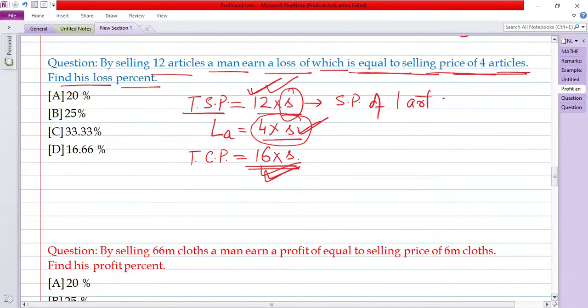Okay, so now even this question is another type, which is usually asked in profit and loss. So here, what will be the loss percentage? It will be nothing but the loss amount 4S, divided by the cost price 16S, into 100. So this will simply cancel out 4. Here it will be 25. So 25% will be the loss percentage.